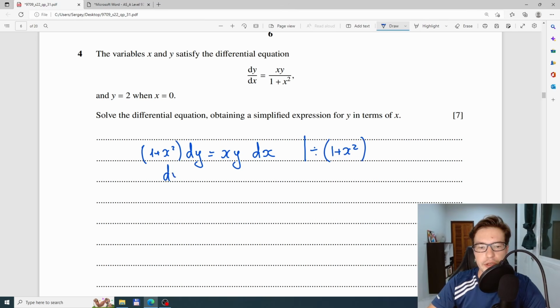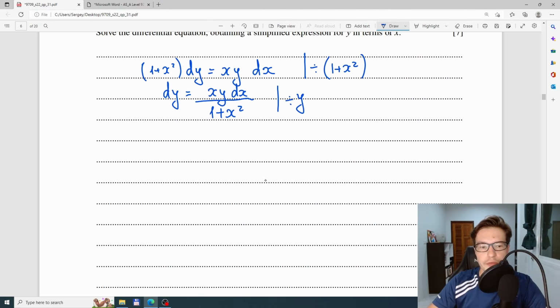And I will get dy equals xy dx over 1 plus x squared. So now I got x and dx on one side, but I don't want to have y on the right side. It should be on the left. So I will divide both sides by y. That gives me 1 over y dy equals x over 1 plus x squared dx. Now, the variables are separated and I can integrate both sides.